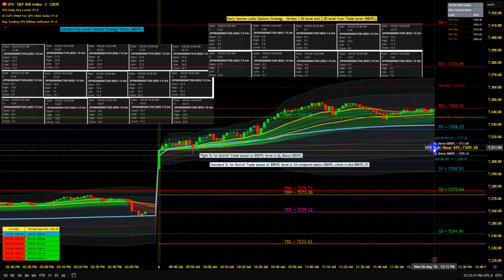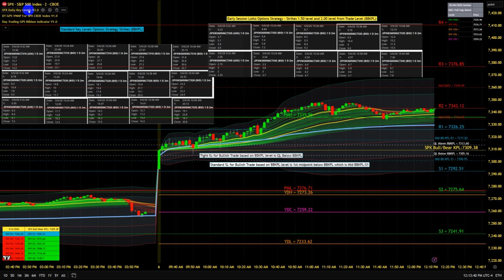If this was instead a bearish trade, then it would be the QL above the bull bear KPL. The standard stop loss is going to be the first midpoint level below the level that you're basing the bullish trade on. In this case, mid BBKPLS1. If this was instead a bearish trade, it would be the exact opposite, the first midpoint above the level that you're taking the bearish trade from. And it works the same off the other main key levels.